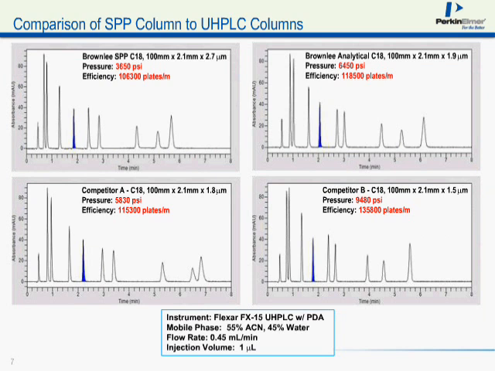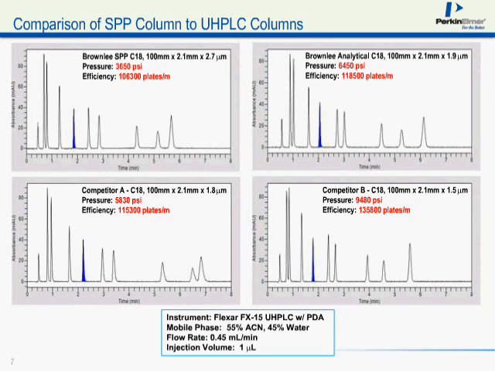Under the same conditions with our 1.9 micron particle size column in the top right chromatogram, notice I still get complete separation of those in a little over 6 minutes. The plate count's a little higher, so the efficiency is a little higher, but notice the pressure is already at 6,450 psi, which exceeds the back pressure of most of your traditional HPLC systems. And then again, looking at competitors A and B, these have extremely high pressures, although a little bit better plate count and efficiency.